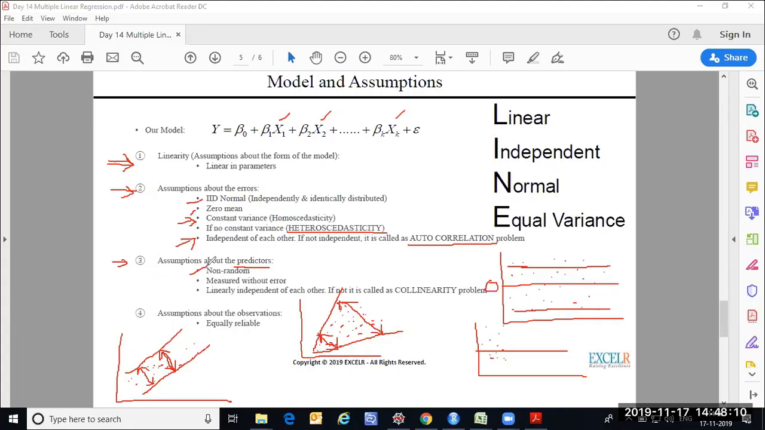Why are we saying they should be non-random? We should consider only those variables that are relevant for your business problem solving. There is no fun in including all the data that you have. Okay? And they should be measured without any error. The actual data that is given to you should be measured without any error. If your input data is accurate enough, only then your output will be accurate.